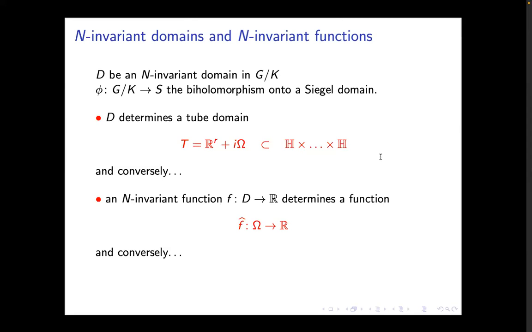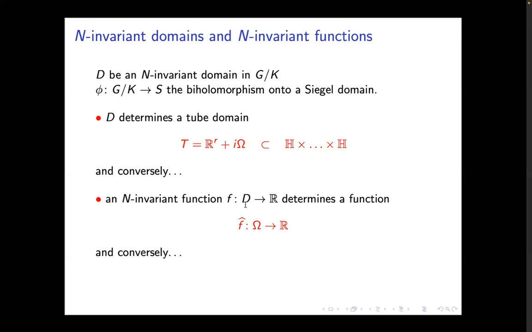So D, the N action applied to this tube, covers all of D. So D determines a tube domain in the product of the R copies of the upper half plane, and vice versa. If you take a tube in the product of the upper half planes and you apply N, you get an invariant domain in G mod K, in the Siegel domain, and also in G mod K.